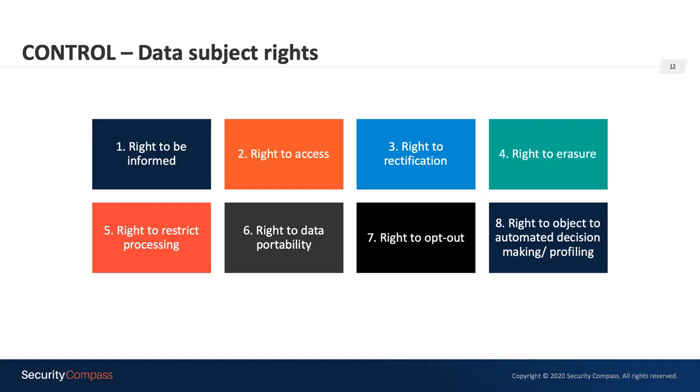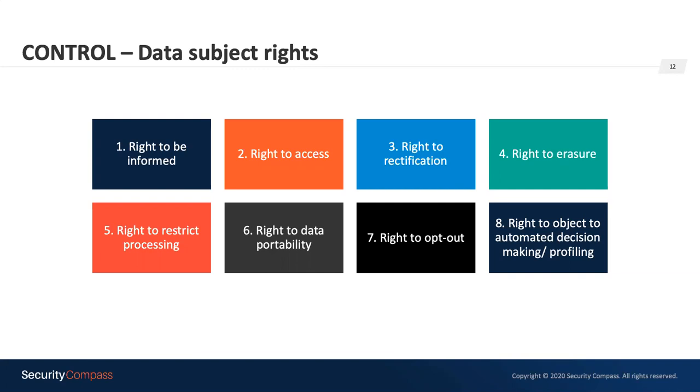The right to rectification allows individuals to have inaccurate personal data about themselves rectified, or completed if it's incomplete. And the right to erasure, also known as the right to be forgotten, allows individuals to have personal data erased about themselves.